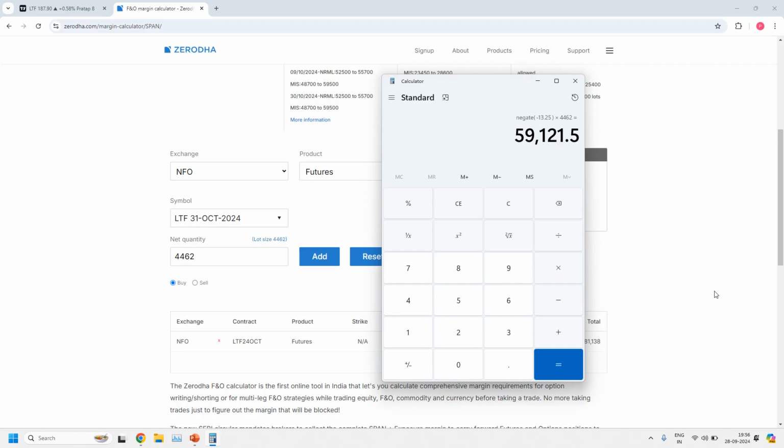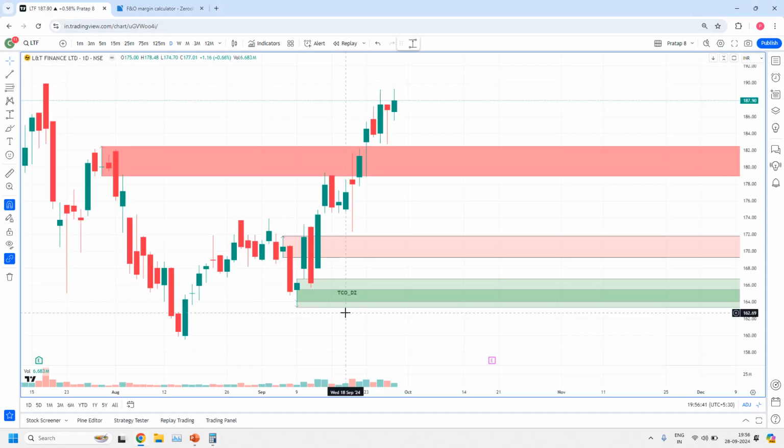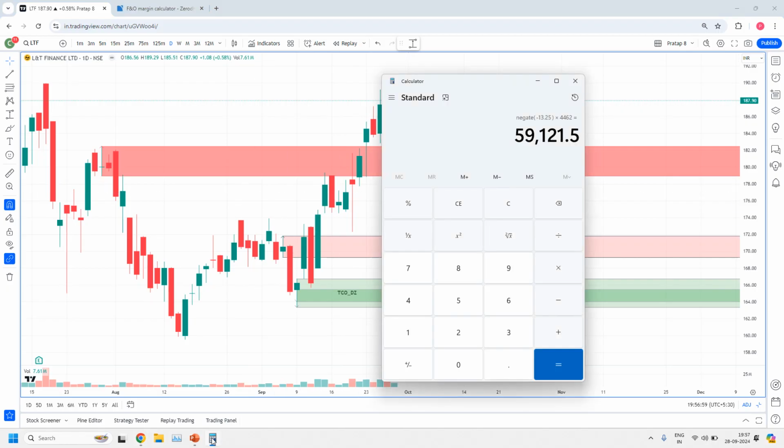You got 59,121 rupees profit. Within how many days? 1, 2, 3. In 3 trading days. On the first trading day you took the entry. In between, you waited for 1 day. On the next trading day, it reached the target. In 3 trading days, you exited. Rounded off, roughly 59,000 rupees profit you got.